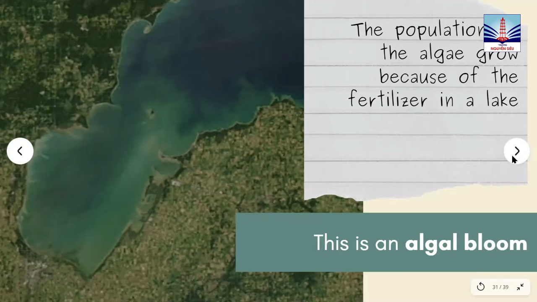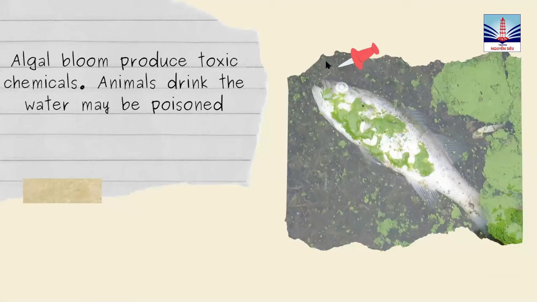So we'll keep moving. The threat of the algal bloom is that it will produce toxic chemicals, and animals that drink the water may be poisoned, and animals that live in that water will also be poisoned.